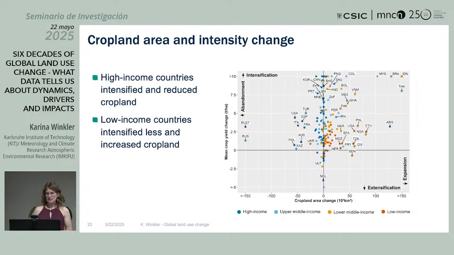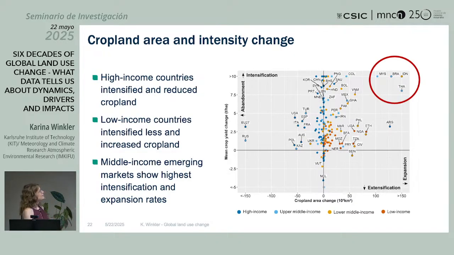And what we find here is that high-income countries, which are the blue dots, are mostly located on the left side. So we see that high-income countries have intensified, the yields have increased, and at the same time they have reduced their cropland, which we have also seen with the cropland abandonment pattern in the map before. Whereas lower-income countries, the orange dots here, tend to be more on the right side. So we see that there's maybe some less intensification, or the yields could not increase as much, but more area expansion of cropland has occurred. Again, we're looking at the 6 decades, from the 60s to now.